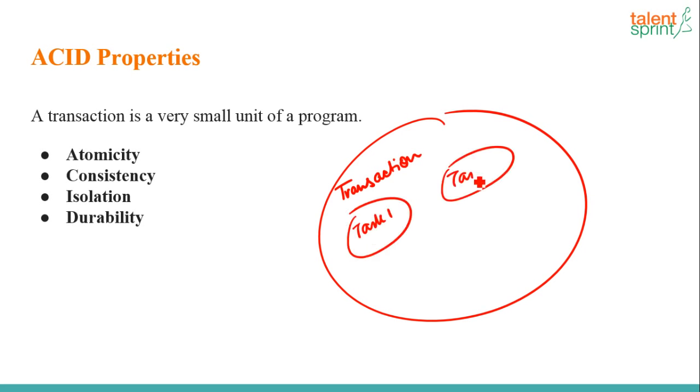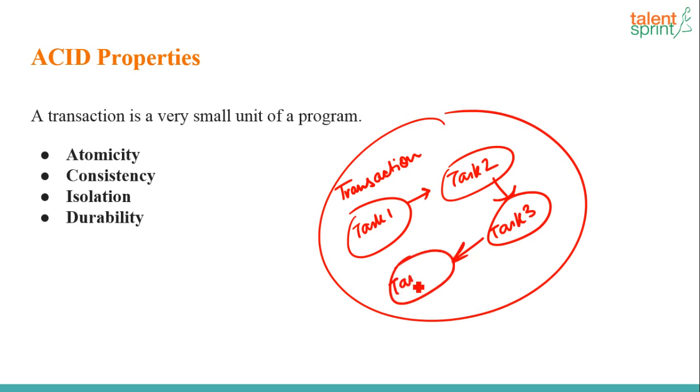Task 1, task 2, once that is done you do task 3, then you do task 4, and once all these tasks are complete, your transaction is complete. So a transaction is one set of such tasks. You divide your transaction into parts and each task cannot be further divided.